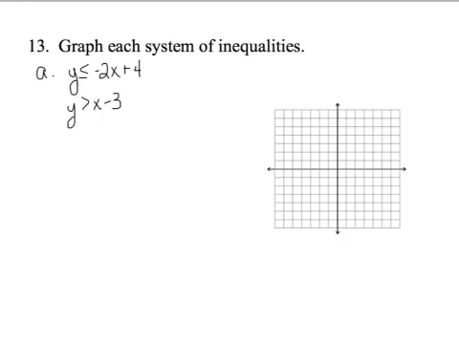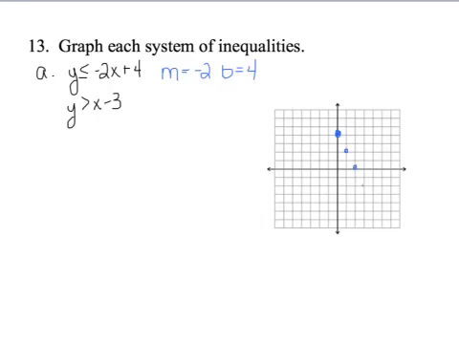Okay, now we're going to start by actually graphing 13a. So we have both of our systems, or both of our lines. If you notice, both lines, or both inequalities, are already solved for y, so they are in slope-intercept form. So we need to start by finding the slope and the y-intercept. So the first inequality, we have a slope of negative 2 and a y-intercept of 4. So I'm going to go ahead and draw that line, y-intercept of 4, and I go down 2 over 1.